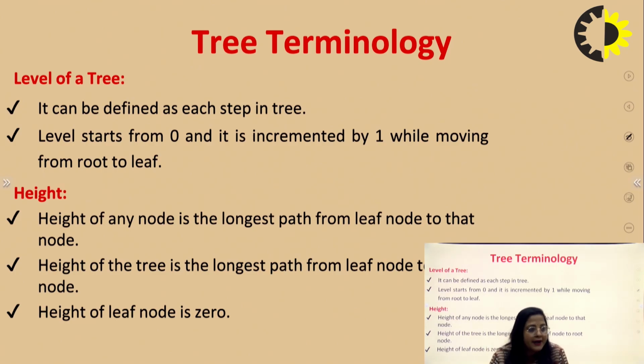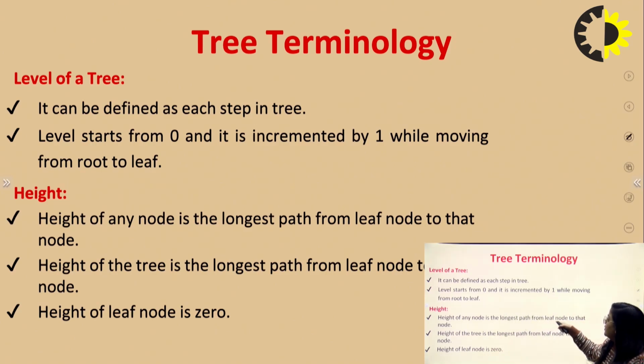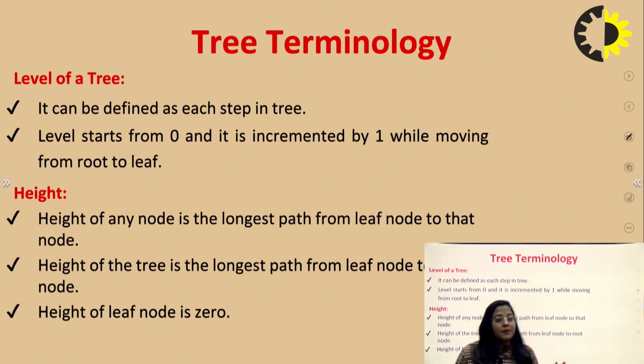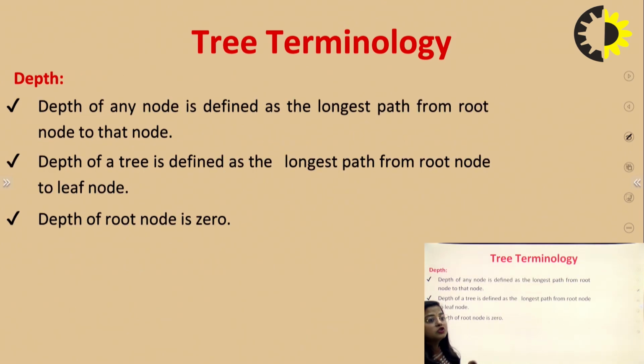Now comes the height. The height of any node is the longest path from the leaf node going from bottom to top. And the height of the tree is the longest path from the leaf node to the root node. And the height of a leaf node is always 0.